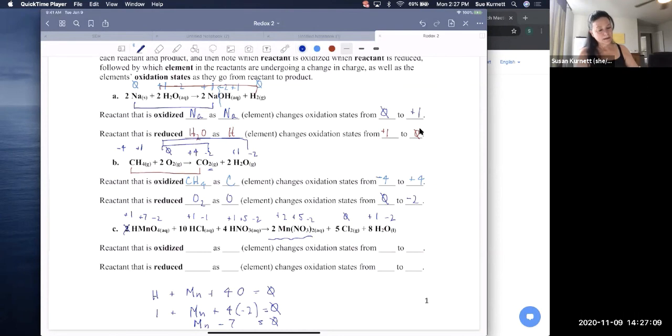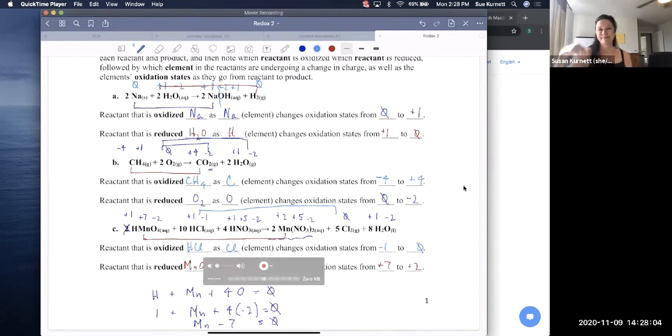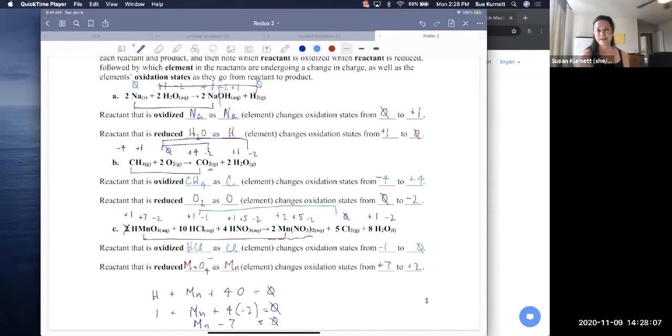So here, I see that the manganese in permanganate went from +7 to +2. It got lower. If you go negative, or to the left on the number line, that's reduction. So in permanganate, the manganese went from +7 to +2. It was reduced. And the thing that was oxidized was the chlorine. It went from -1 to 0. Okay, that's all I have.